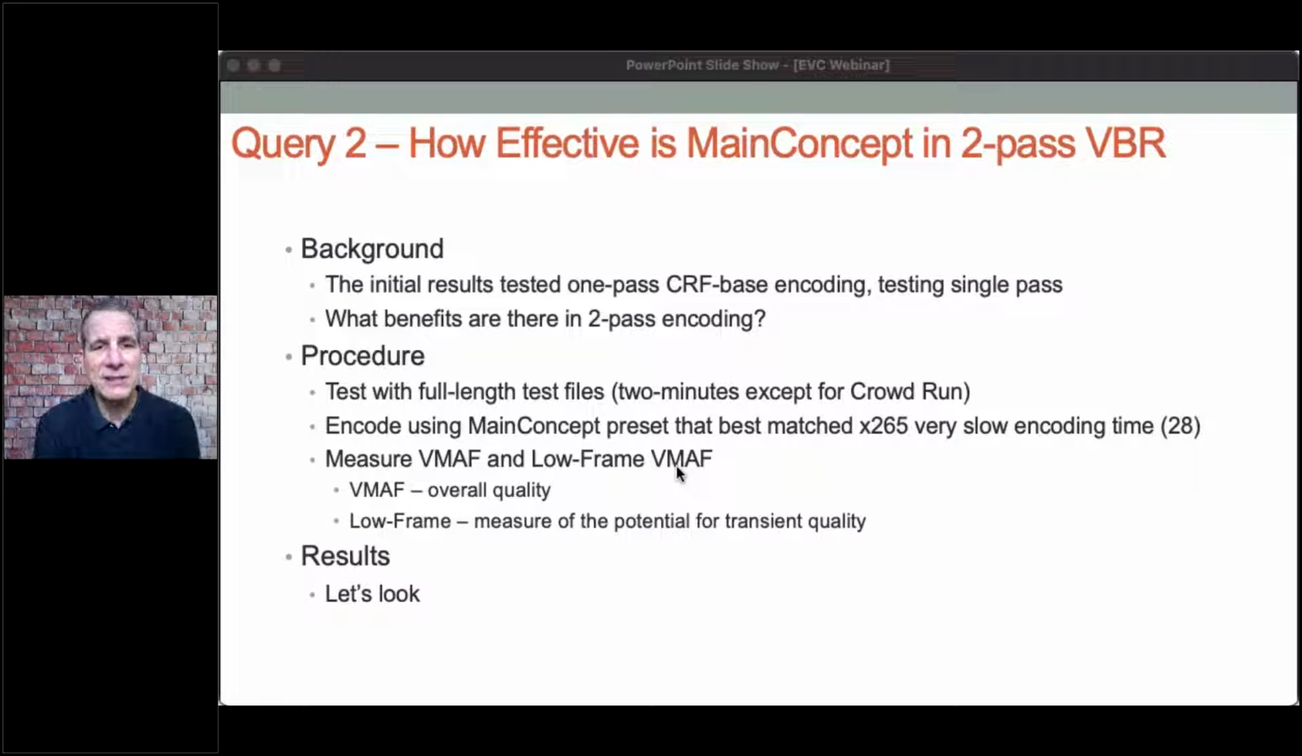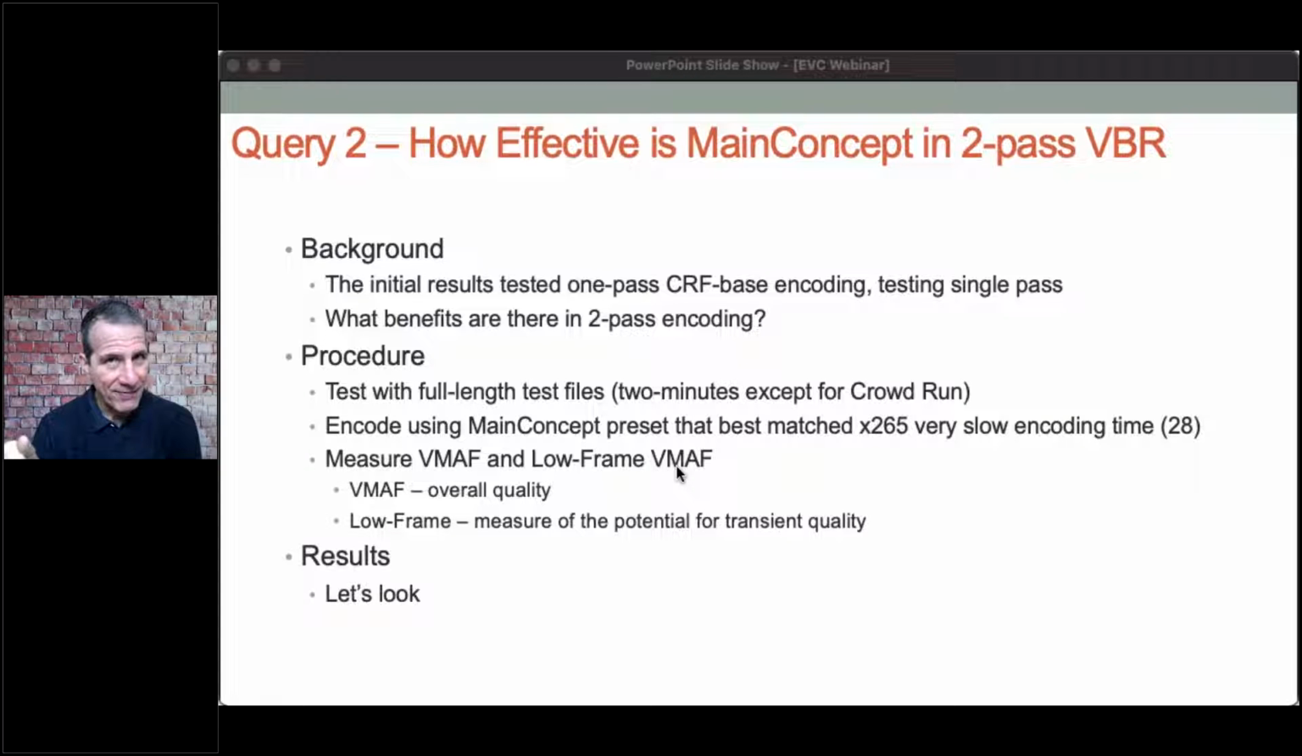The second question I had was, how much benefit would you get with the MainConcept codec using 2-pass encoding? In the story, we did CRF-based encoding, which was 1 pass, very similar to live or single-pass encoding. The question was, would we see the same benefits in 2-pass encoding? So what I did here was I tested with full-length 2-minute files that I carved some of the test clips out of, except for CrowdRun, which is a 15-second file only. Then I encoded using the MainConcept preset that matched X.264 very slow, X.265 very slow, as closely as it could. So the preset was 28.